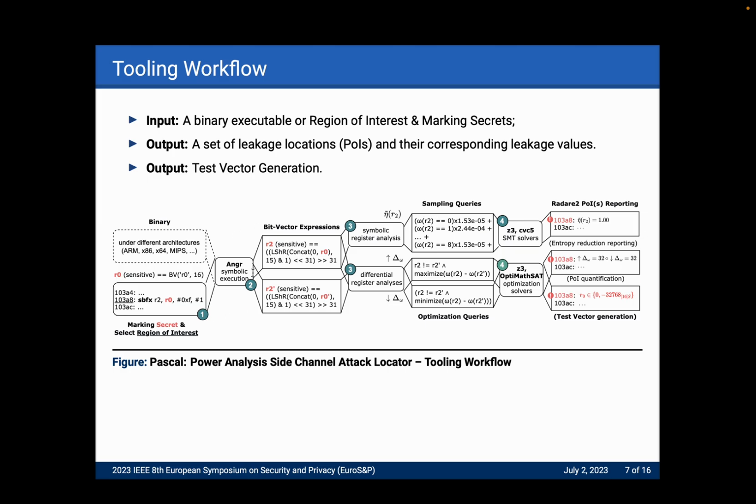It uses the angr framework to disassemble input binaries and to obtain symbolic expressions of registers in bit-vector logic. In Pascal, we introduced two register analysis techniques: symbolic register analysis and differential register analysis. The former relies on sampling queries using a bit-vector theory solver, such as Z3 and CVC5, whereas the latter relies on optimization queries using an optimization solver over bit-vector logic, such as OptiMathSAT.